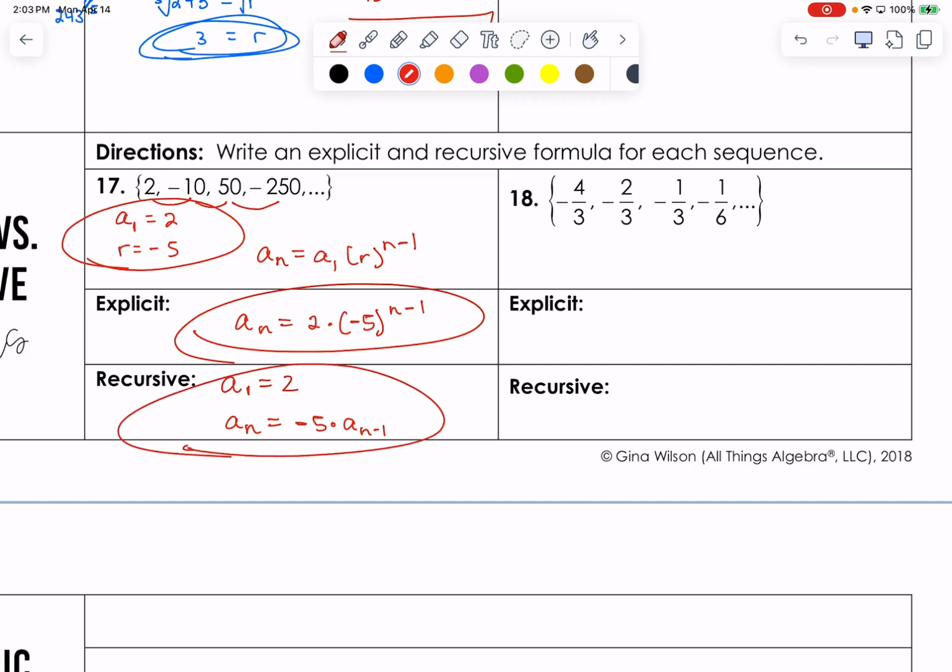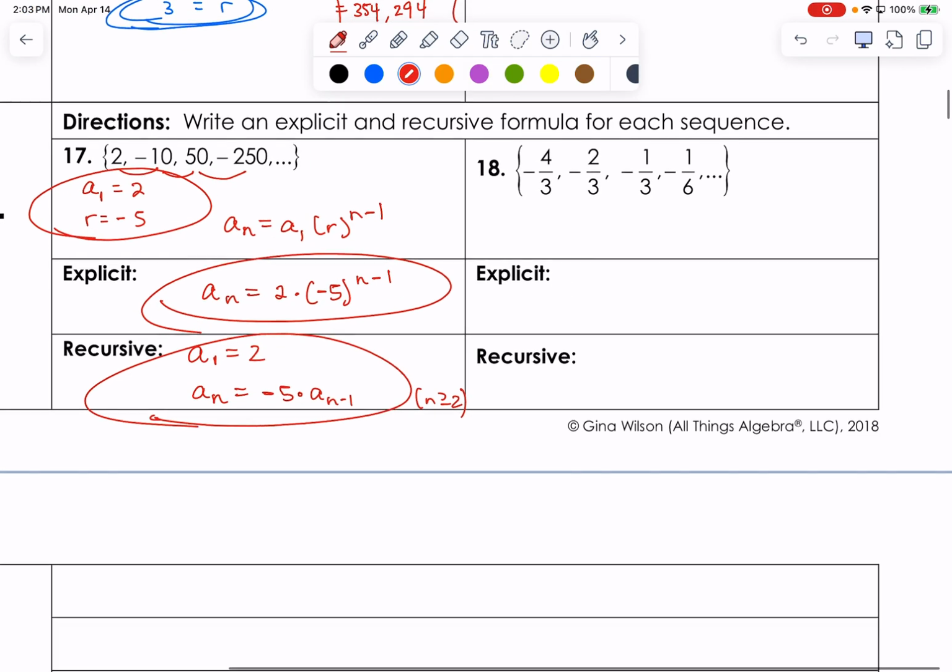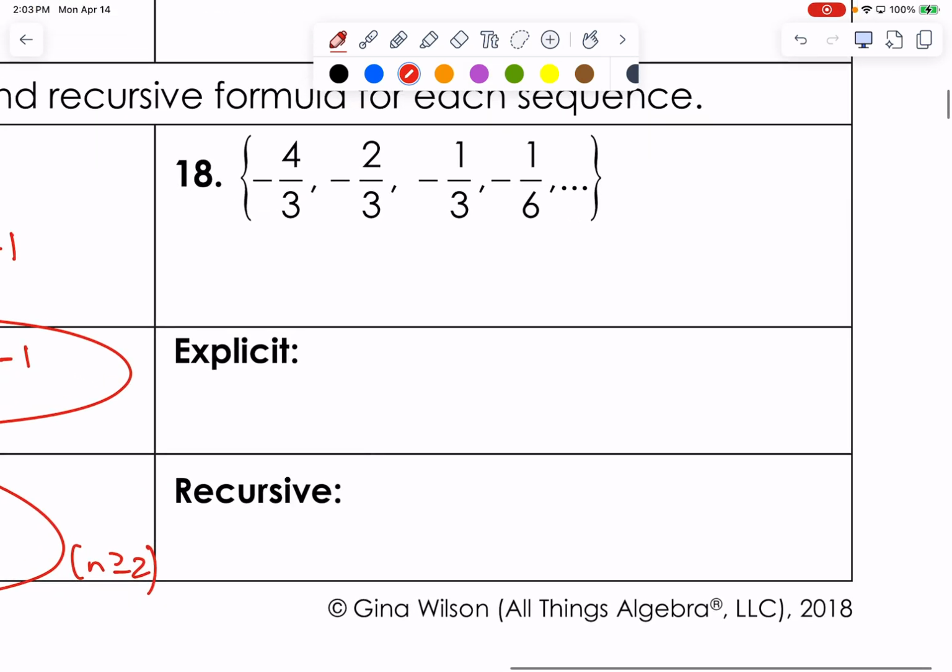Do you set up recursion differently than the other version? The other one, where it was the common difference, you do plus because it's repeated addition. Geometric, it's times. So recursive is times when it's geometric. For arithmetic, you just add the next one to the previous. For geometric, you multiply by the previous. Technically you're supposed to put n is greater than or equal to 2, but I don't care about that part. Next one, write the explicit and recursion.